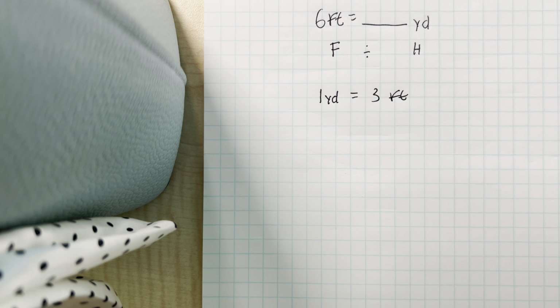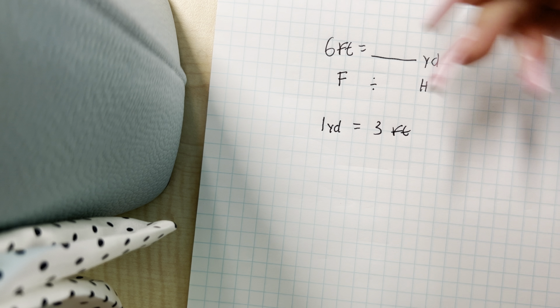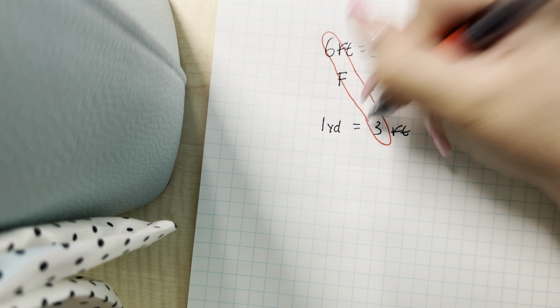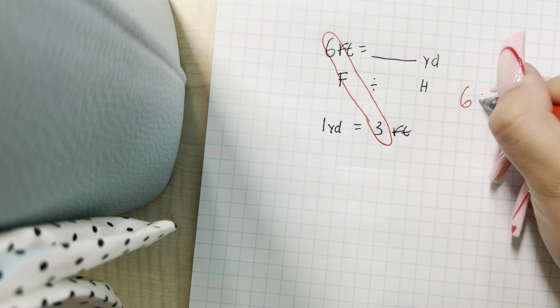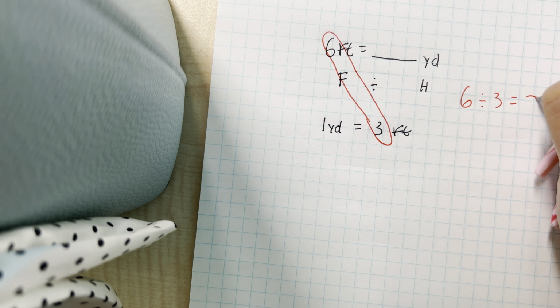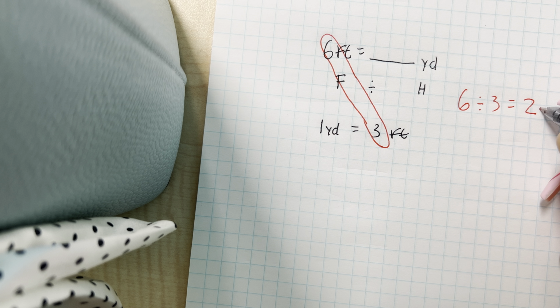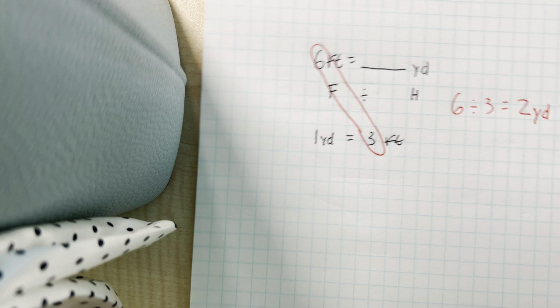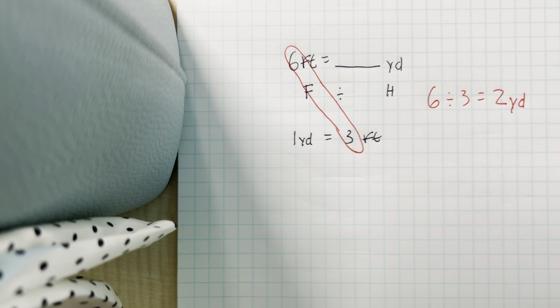Alrighty. We're going to divide our 6 and our 3. 6 divided by 3 is 2. So we have 6 feet is equivalent to 2 yards. Alrighty, I hope this helps. If you have any questions, please reach out to me.